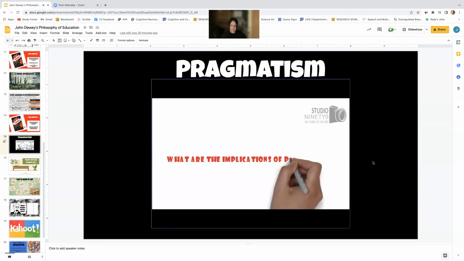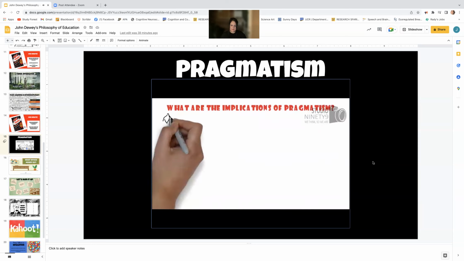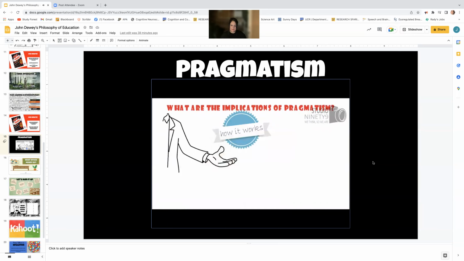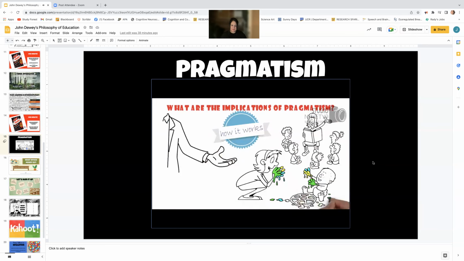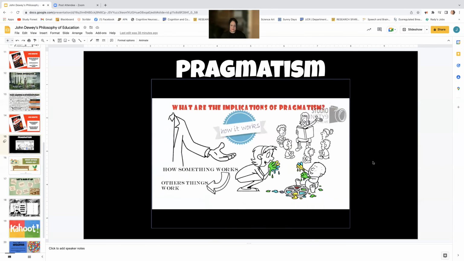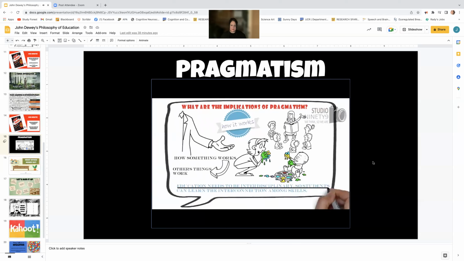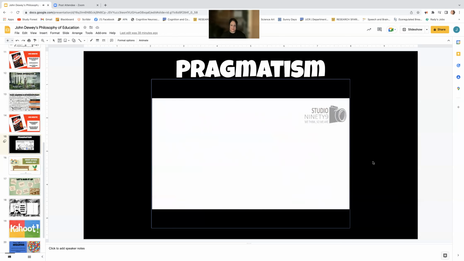So what are the implications of pragmatism? Well, since the truth is known by how it works, then education needs to focus on having students progressively acquire skills. And that is learning by doing. Since how something works is always related to the way other things work, then education needs to be interdisciplinary so that students can learn the interconnection among skills.